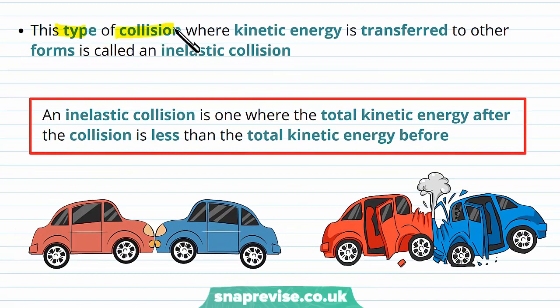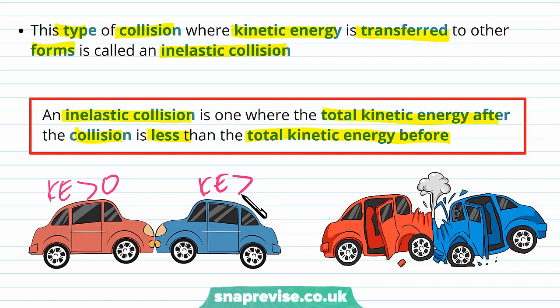This type of collision, where kinetic energy is transferred to other forms, is called an inelastic collision. An inelastic collision is one where the total kinetic energy after the collision is less than the total kinetic energy before. For example, these two cars that are colliding have, before the collision, a certain kinetic energy which is greater than 0, since they're moving. However, after the collision they come to rest, which means their kinetic energy is 0. So the energy they had before must have been transformed into other forms of energy like sound and heat, as we suggested earlier.